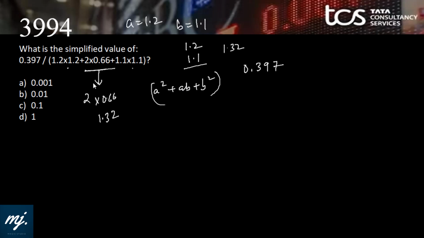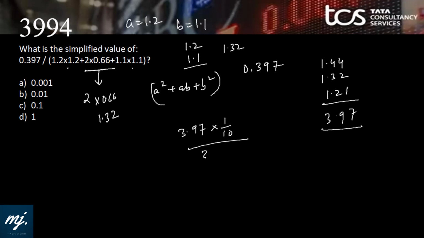0.397. Just quickly add up then. 1.2 whole square is 1.44, this is 1.32, and 1.1 whole square is 1.21. Okay, this is 3.97. So it is simply 3.97 into 1 by 10 by 3.97. No need of an algebraic identity of this type. 1 by 10 is 0.1. Answer C. Let's move on to the next one.